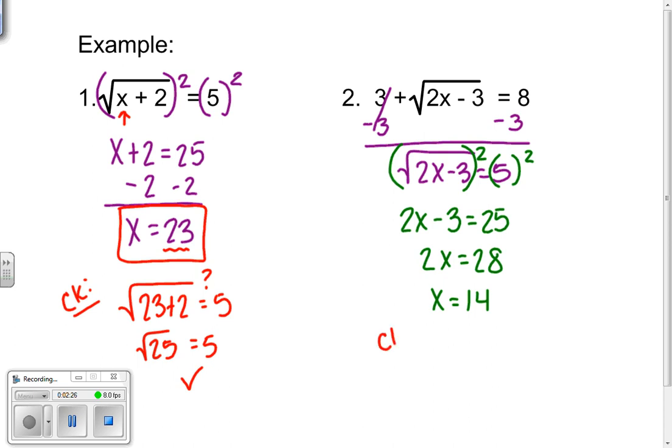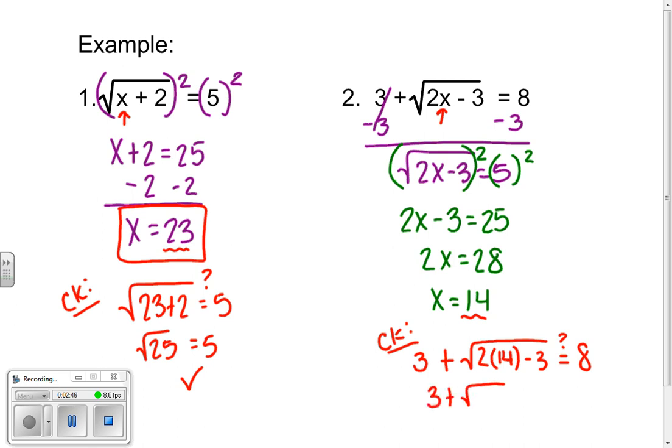To check it, I'm going to put that 14 in the original equation. I get 3 plus the square root of 2 times 14 minus 3 better equal 8. So inside the radical first, 2 times 14 is 28, and 28 minus 3 is 25. So I get 3 plus the square root of 25 equals 8. The square root of 25 is 5, and 3 plus 5 does equal 8. So this checks. The answer is good to go.